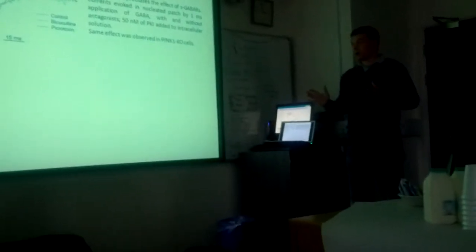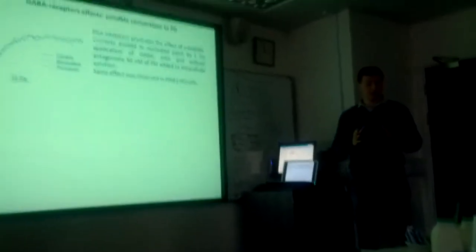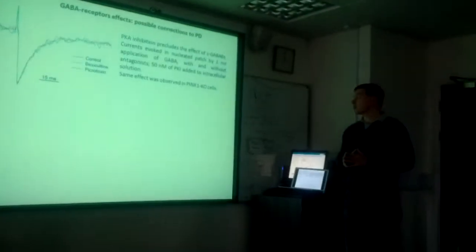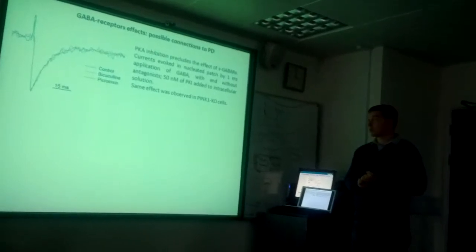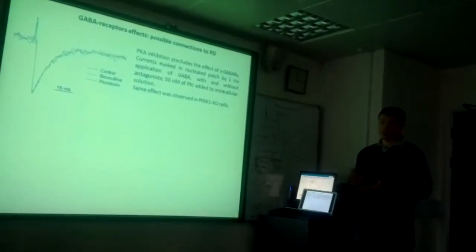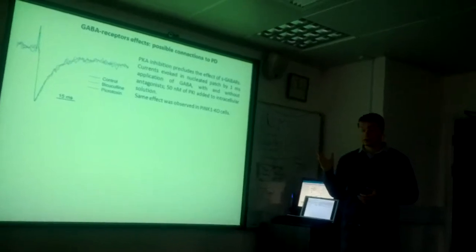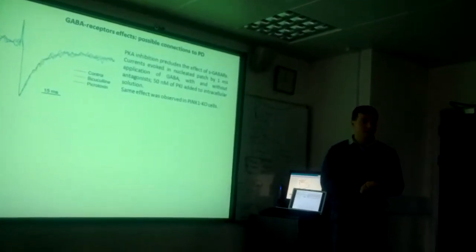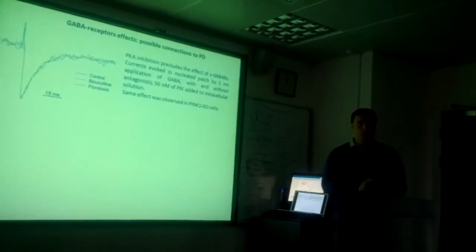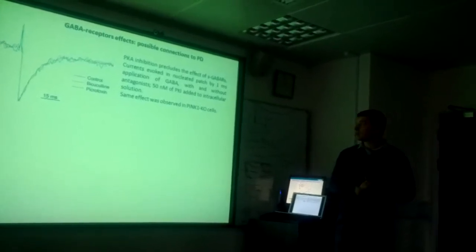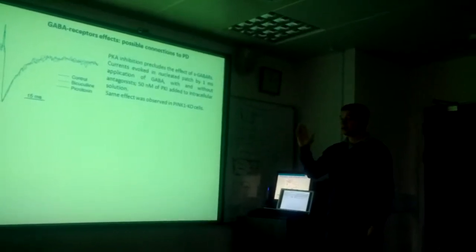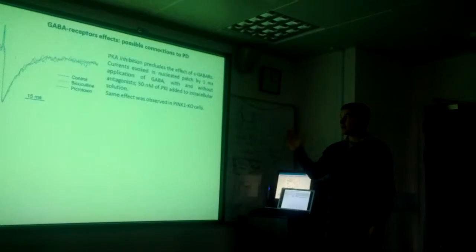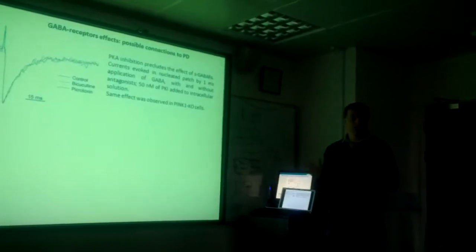So I tried to repeat these experiments on cells from PINK1 knockout animals, which is one of the classical models of Parkinson's disease. I found that these spontaneously opening GABA receptors have very small effect or no effect at all. And also I found that when I inhibited an enzyme, protein kinase A or PKA, I got the same effect.